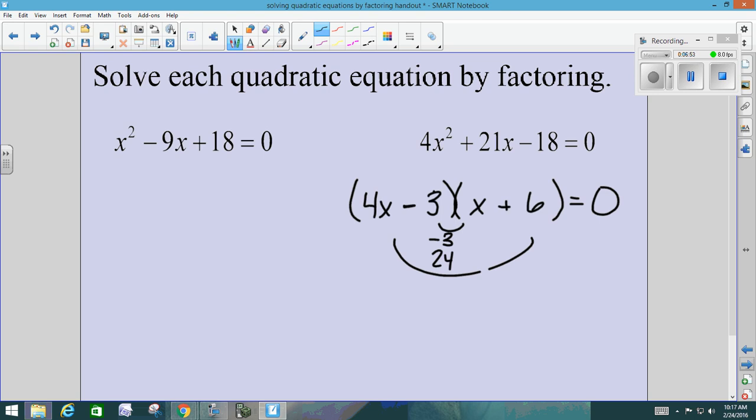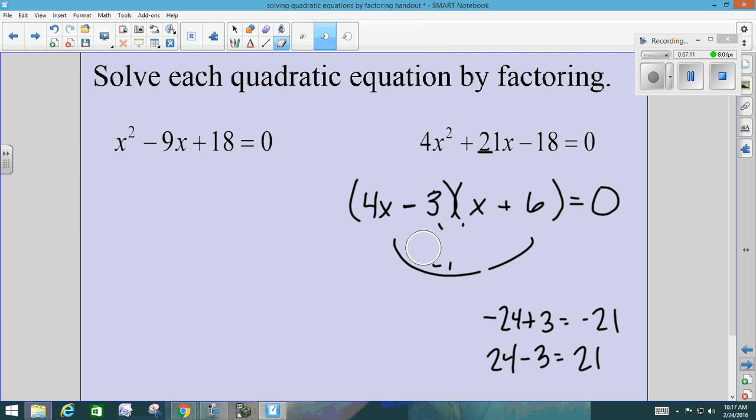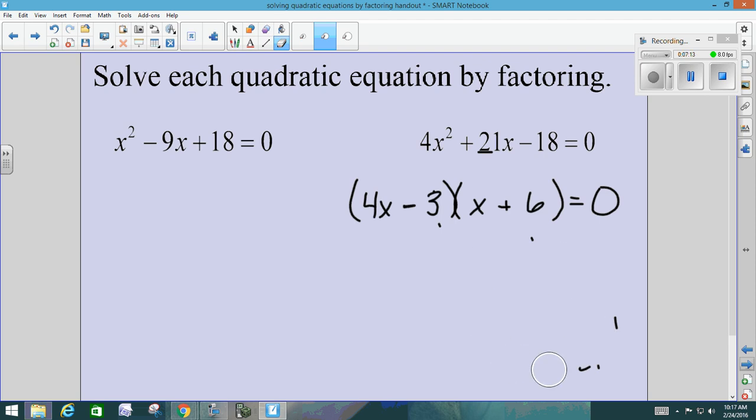Why can't I make 6 negative? Because then that's negative 24, but I need a positive 21. If it was negative 24 plus 3, Sarah, that would be negative 21. So I need to make it 24 minus 3 so I get that positive 21. Okay? We're not done yet, though, because we're solving today. We actually have to figure out what the x values are.